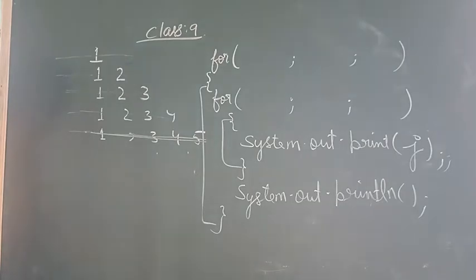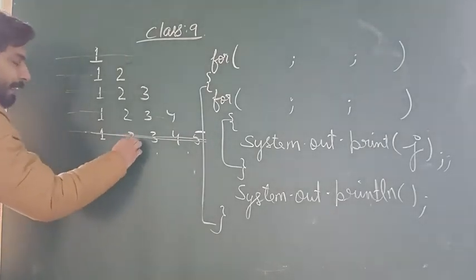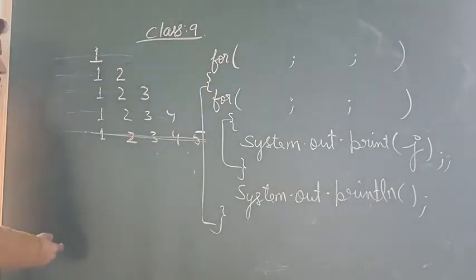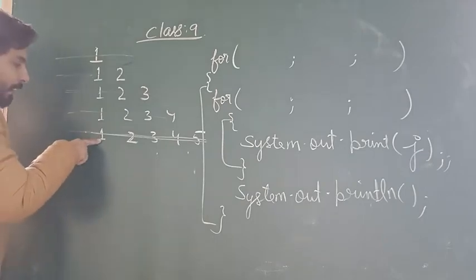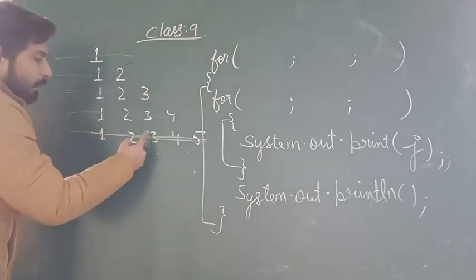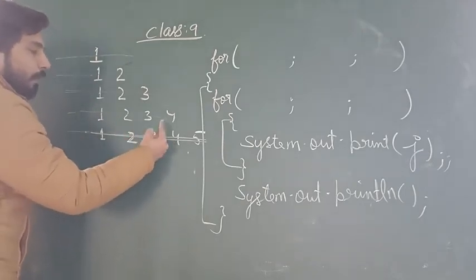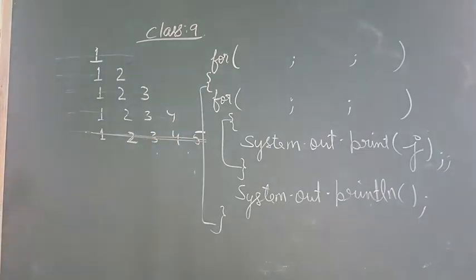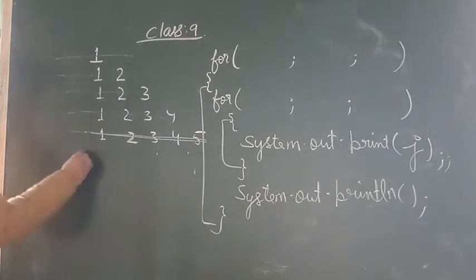Second step, just check whether it is in increasing order or decreasing order. Like 1, after 1 comes 2, after 2 comes 3, after 3 comes 4, after 4 comes 5. That means they are updating, they are increasing. And how are they updating? 1, 2, 3, 4, 5. So it is an increment. So you just write this.